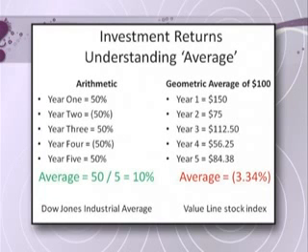Pretty good. But let's find out what happened to your money. You had $100, you went to 150, you dropped down to 75, you went up to 112, you dropped down to 56, and you ended at 84. So you lost money. Even though the arithmetic average return on your money was 10%, what you actually did is you lost 3.34% each year. And a lot of people mess that up when they're calculating the returns.